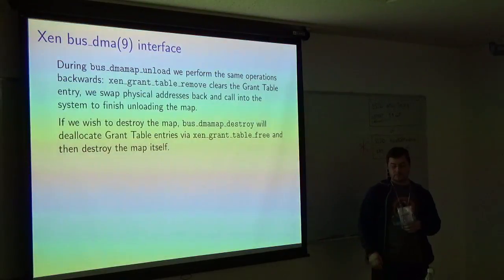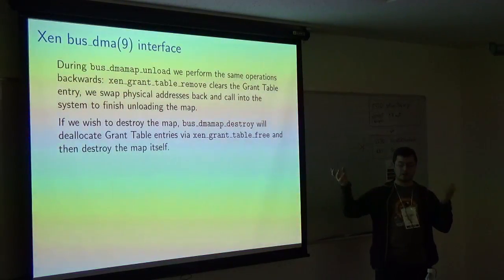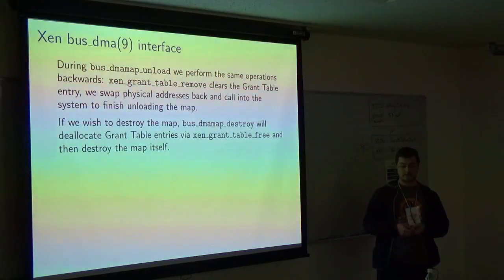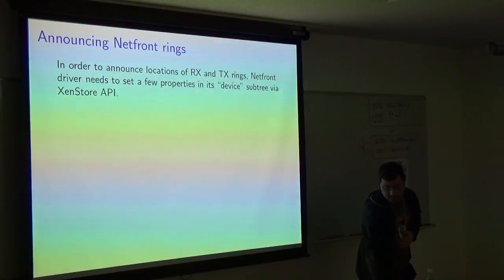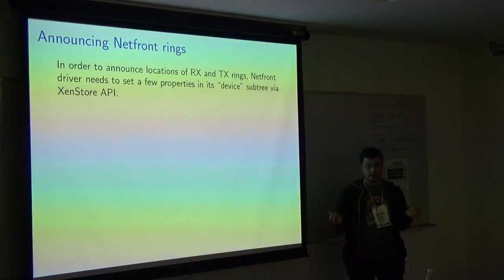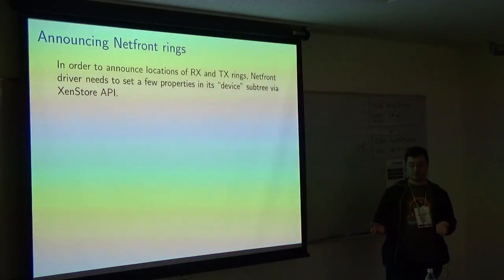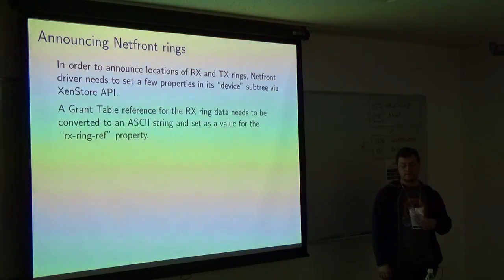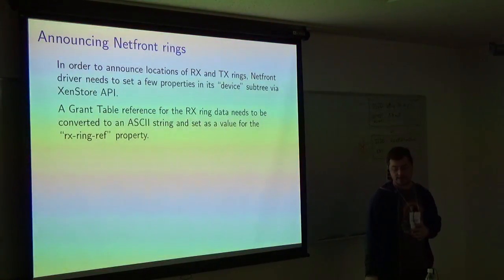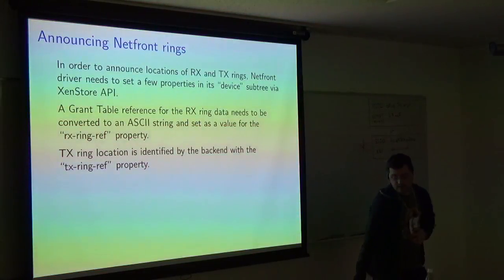During unload, we perform the same operations backwards. We twiddle the bits back, we disconnect the buffer from the grant table, and if we need to destroy the map, we destroy the array as well, the mapping as well. Once the rings are created, we need to announce them to the hypervisor. It's done through the Xen store interface by setting Rx and TX ring ref properties.